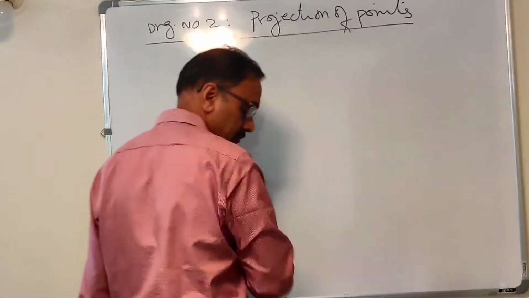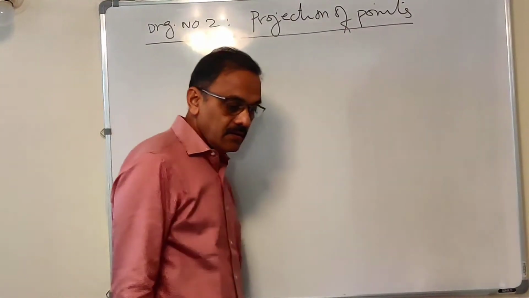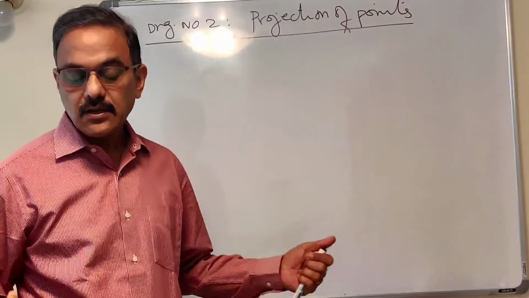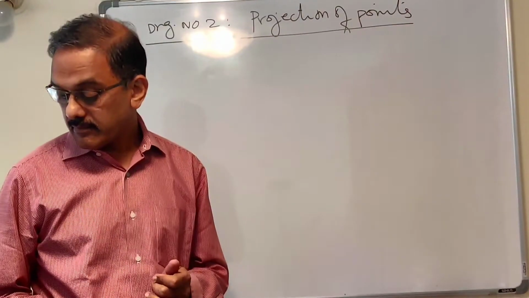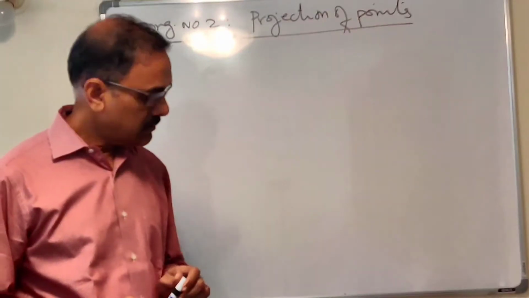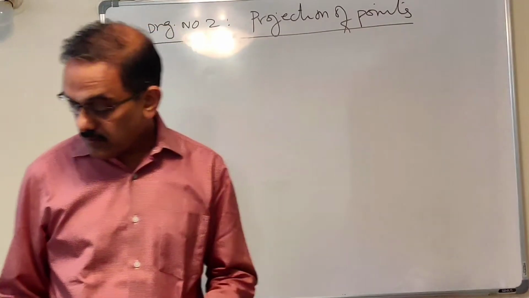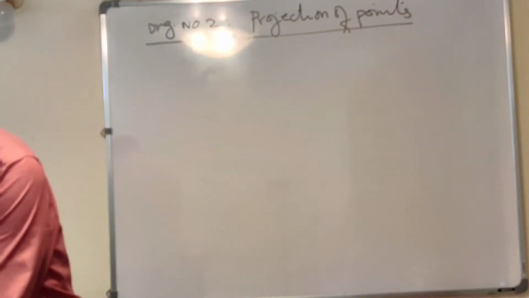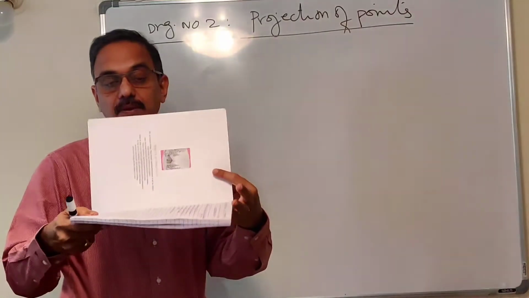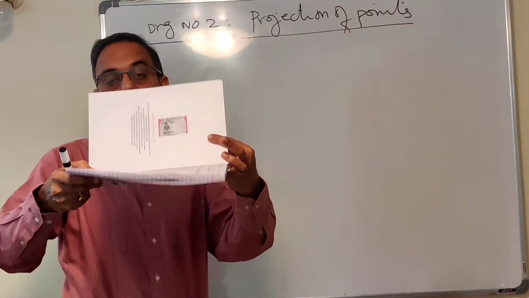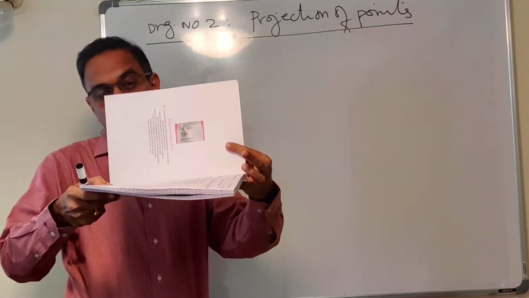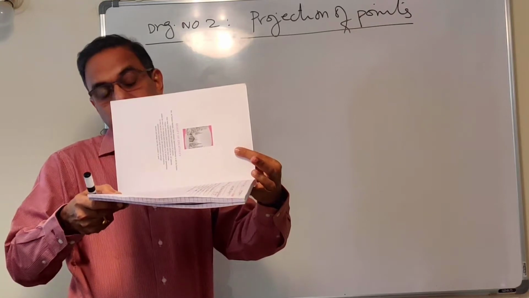Now for the time being, let us restrict ourselves only to VP and HP. Let us consider the profile planes later. In first angle projection, your VP and HP are like this. If this is your HP, this is your VP in first angle projection. This is just like a ground, this is your front wall. So a VP and HP in first angle projection, they are represented like this.